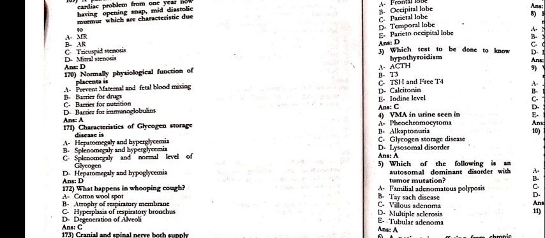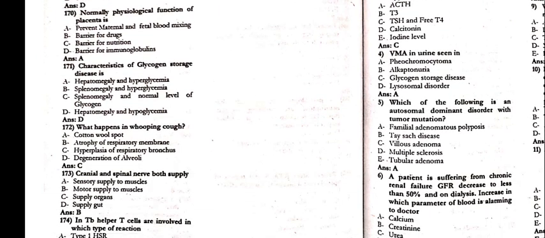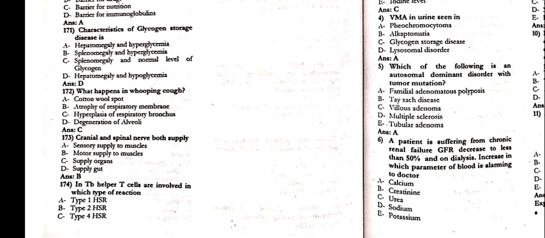170, the normally physiological function of the placenta is alpha prevent maternal and the fetal blood mixing. 171, the characteristic of the glycogen storage diseases delta hepatomegaly and the hypoglycemia. 172, what happened in the whooping cough? That is Charlie hyperplasia of the respiratory bronchus. 173, cranial and the spinal nerve both supply beta, the motor supply the muscles.